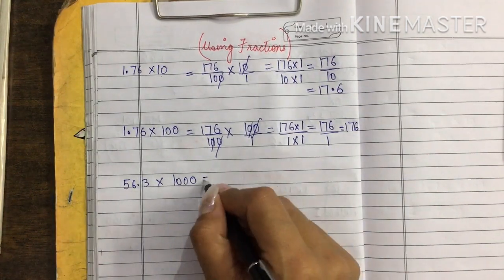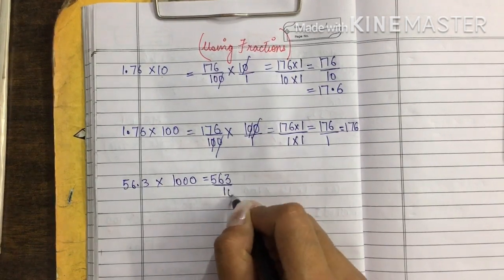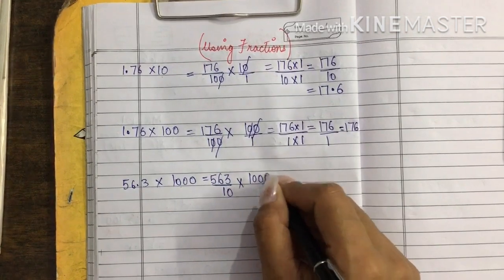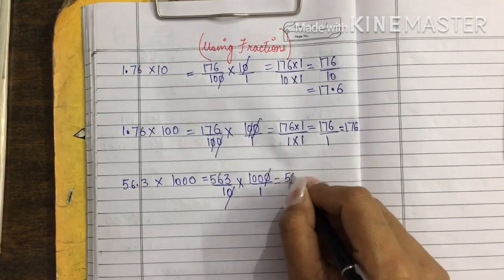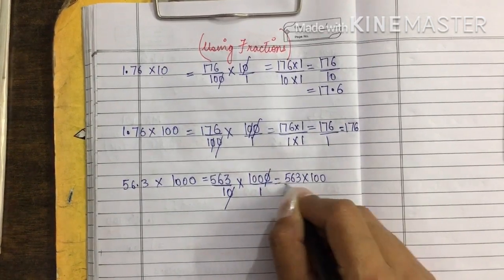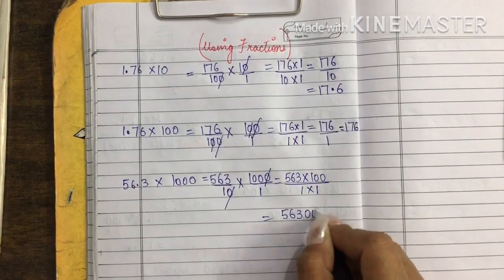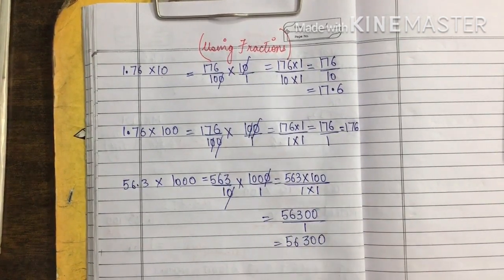And now let us multiply this. 56.3 will be 563 by 10. This will be 1000 over 1. 1 0 gets cancelled. So 563 into 100 over 1 into 1. This will be 56300 over 1, which is 56300.